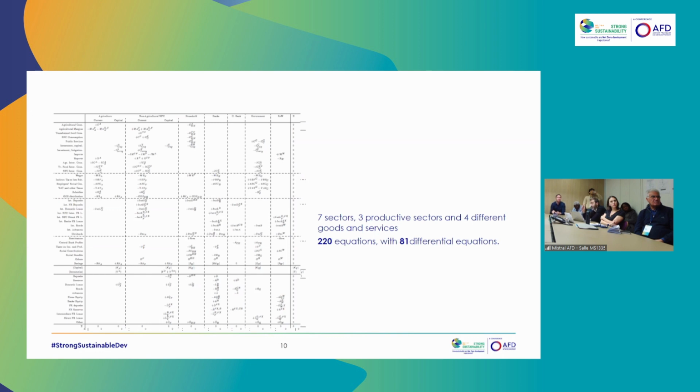Three productive sectors are the ones I counted: agriculture, agroindustry, and the rest. And four different goods: the three goods of these sectors, plus a public good produced by the government, all the public services. As I've said, the model is fairly big. It's 220 equations with 81 differential equations.